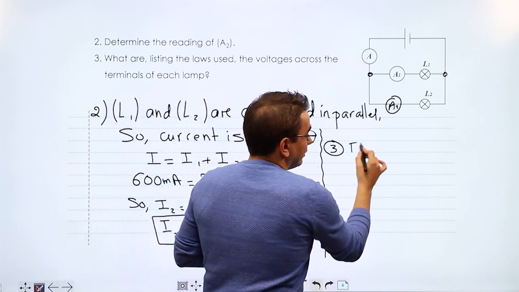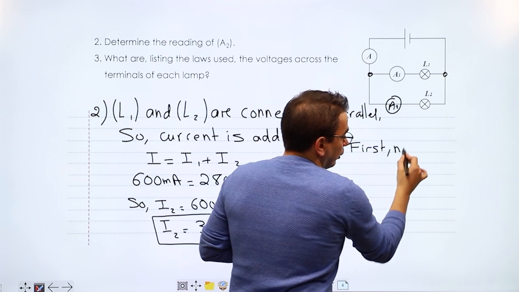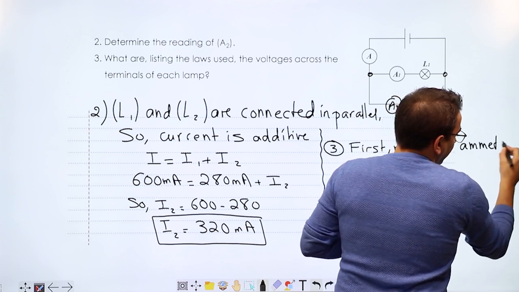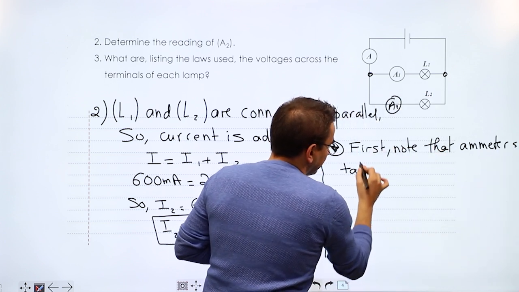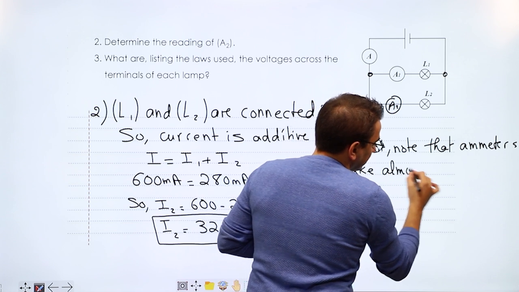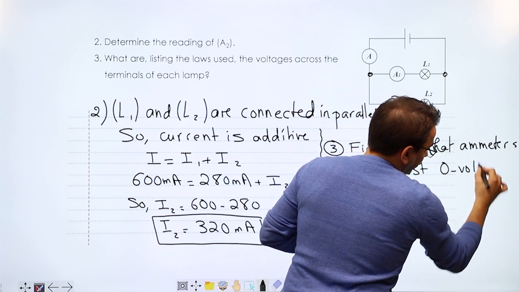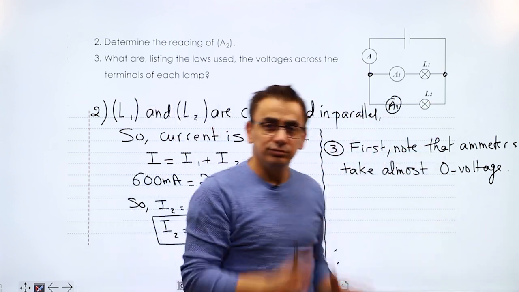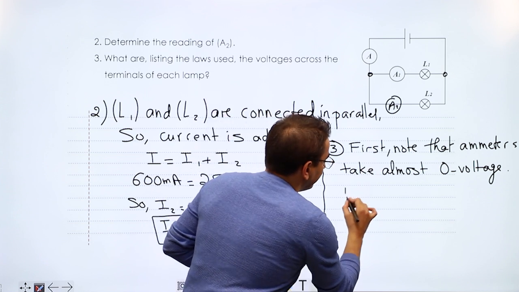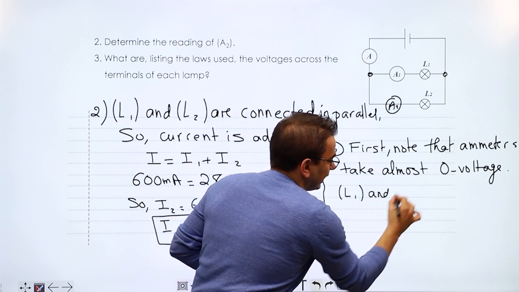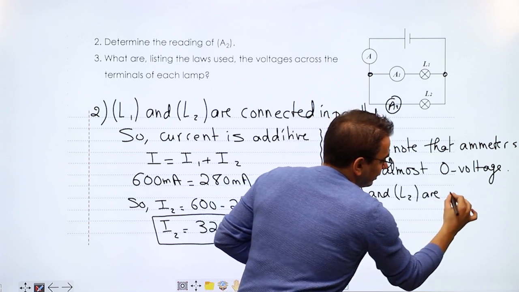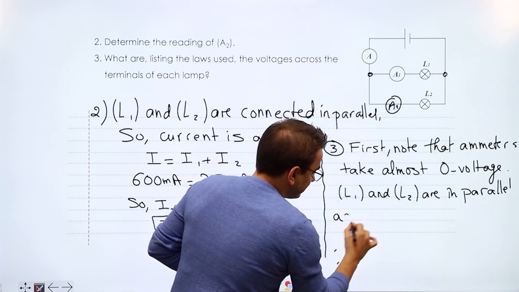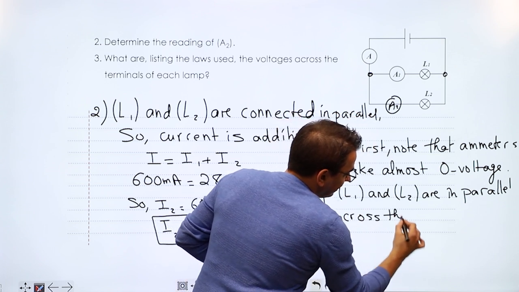So first, note that ammeters take almost 0 voltage, okay? To be accurate, it's almost 0 voltage. In general, we just say 0, okay? Now, L1 and L2 are in parallel, and across the generator, across the dry cell.